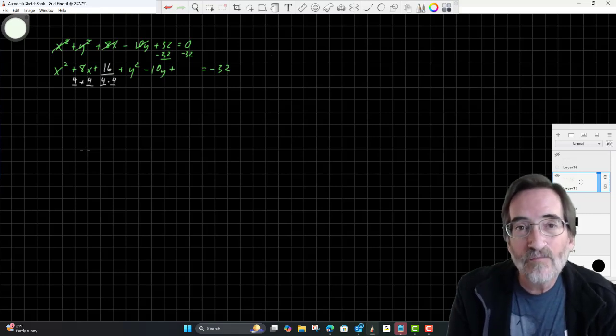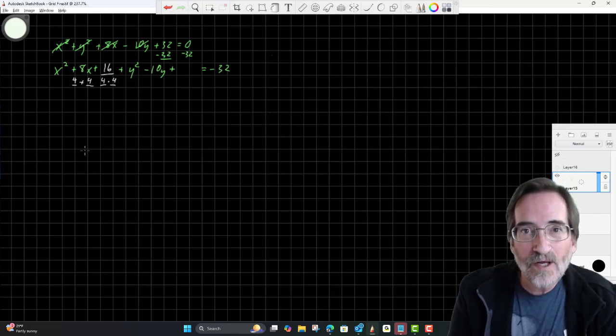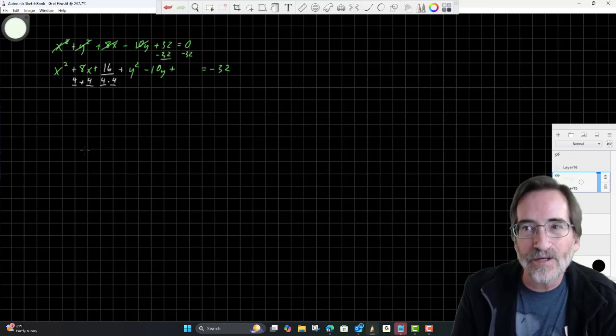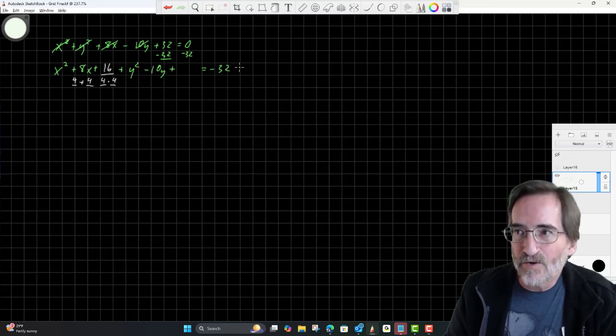Now we've got to obey the rules of solving equations, and that means I can't go willy-nilly adding things to one side and not the other. I've got to keep balance. So I'm going to add 16 not just to this side but also to this side of the equation.